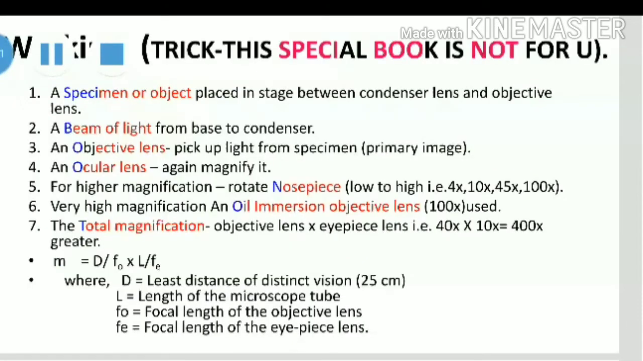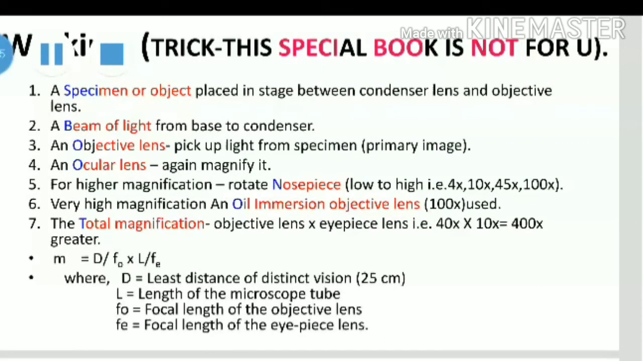Now let's see the working of the compound microscope by a simple trick. This special book is not for you. Here first a specimen or object is placed on the stage between the condenser lens and the objective lens. After that a beam of light passes from the base to the condenser, and then the objective lens picks up that light from the specimen and creates a primary image. The ocular lens again magnifies that image.